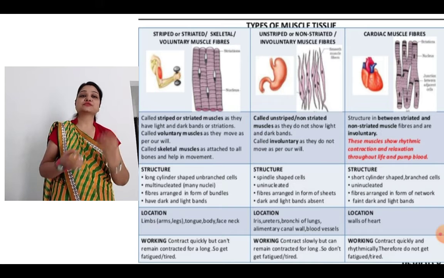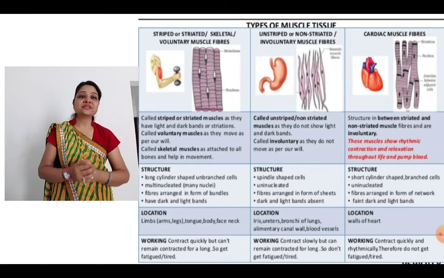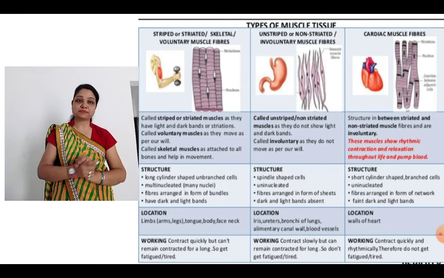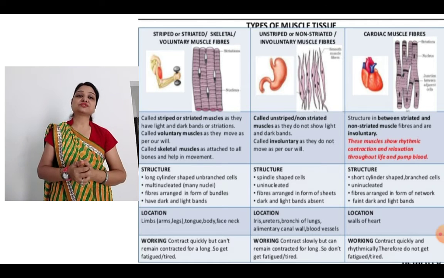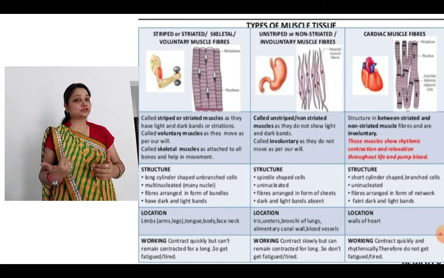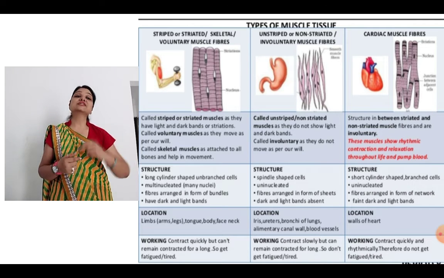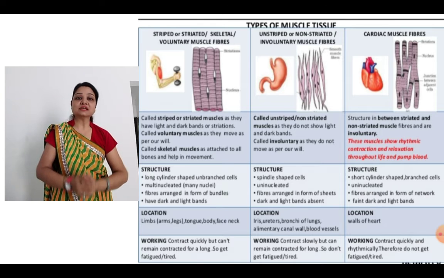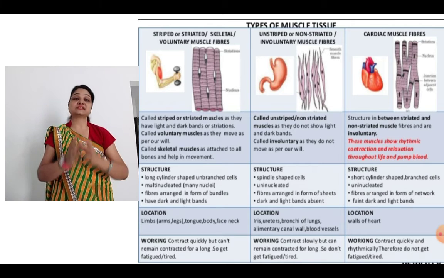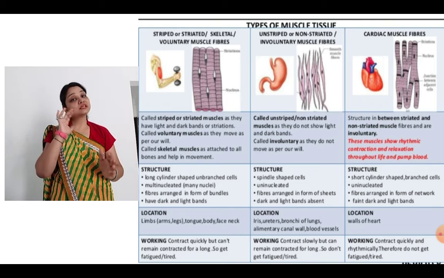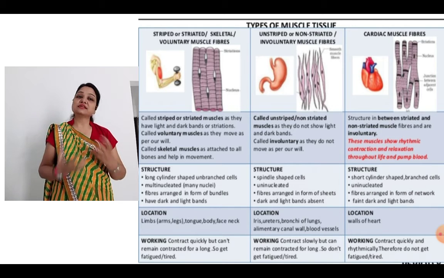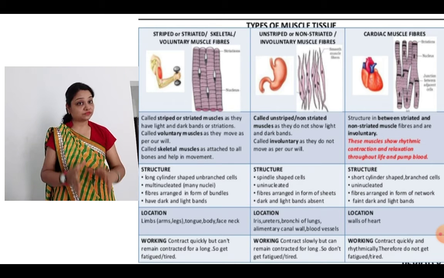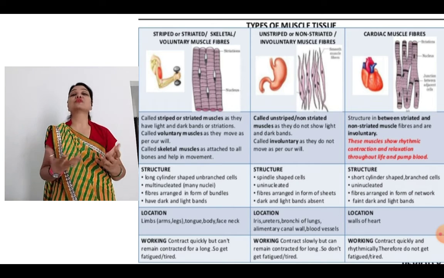The structure is spindle shaped cells. See the figure. They are uninucleated, means only one nucleus. These differences you must keep in your mind. The fibers are arranged in the form of sheets. In the striated one it was bundles, here it is sheets. Location is iris, ureters, bronchi of lungs, alimentary canal wall, blood vessels, all these places, these involuntary muscles are found. Their working is they contract slowly but they can remain contracted for long. So they do not get tired.